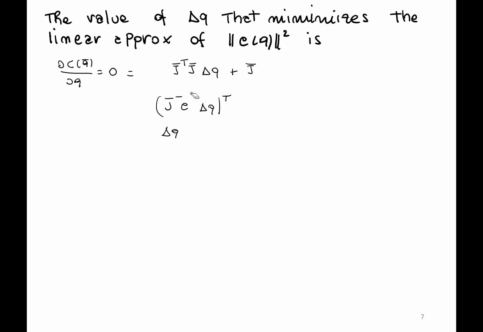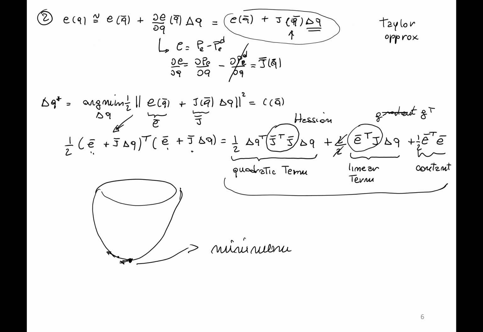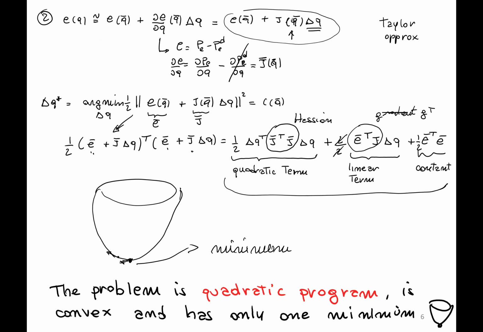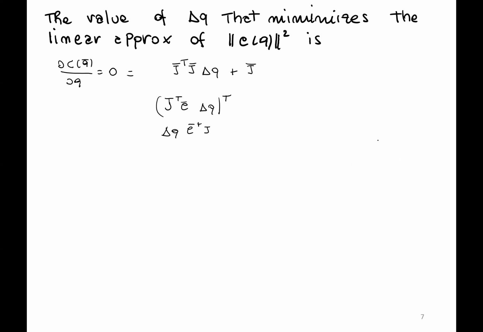The mistake. Sorry, how was it before? Let me check. Before it was E transpose J, and we get J transpose. So yeah, forget about this. We get the column vector this way, and we set it to 0.